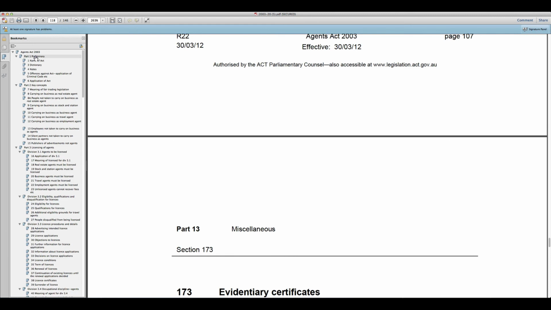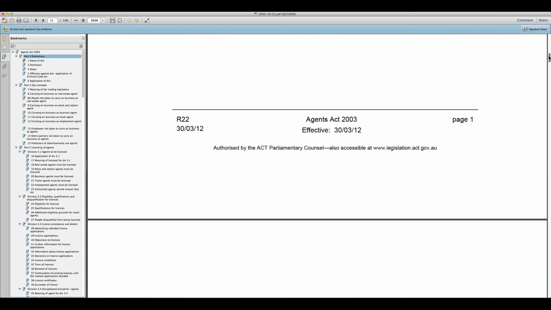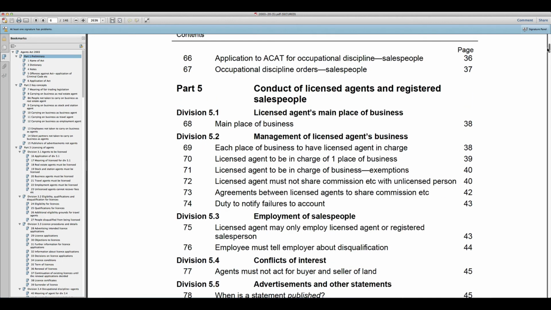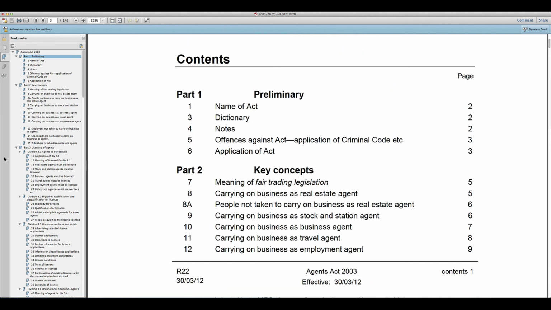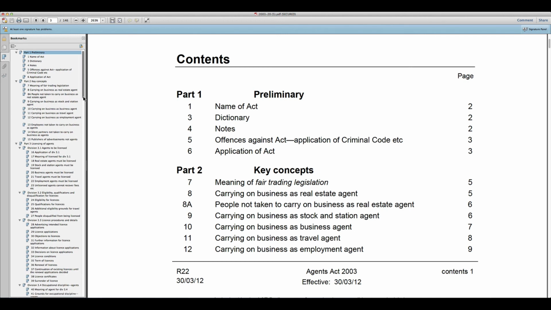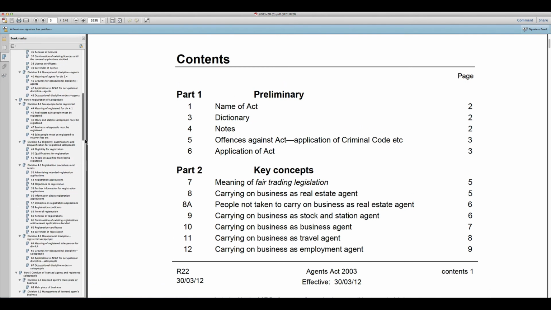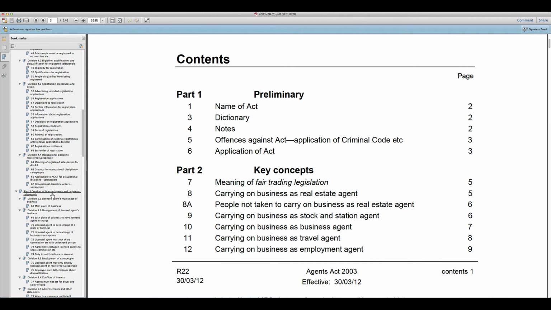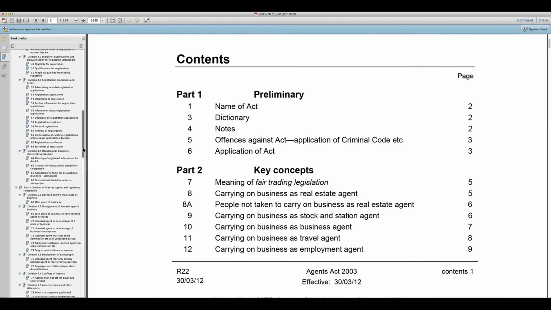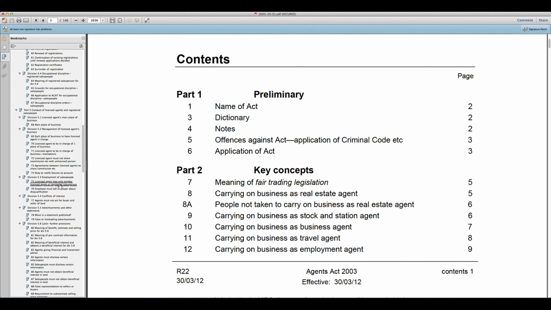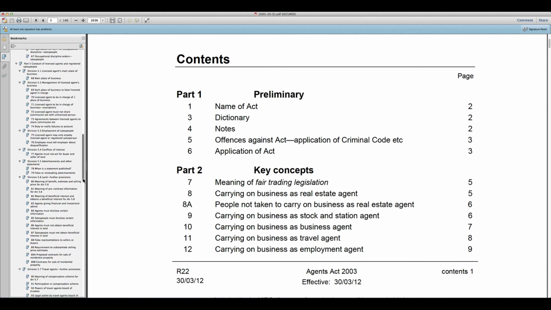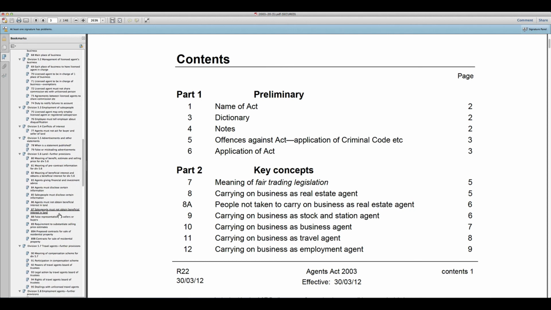So you can see that the Agents Act is quite simply set out. It will simply tell us what we need to do as agents, that we need to be licensed, we need to be registered, that we need to undergo certain training and eligibility to get that. Then we have Part 5, which tells us how we're to conduct ourselves as agents and registered salespeople. Part 6 is a very important one because it tells us that we are to have agency agreements in place before we can accept any monies at all.